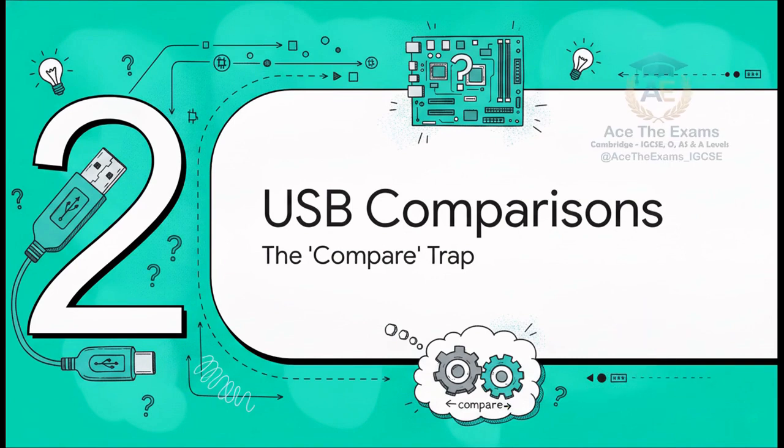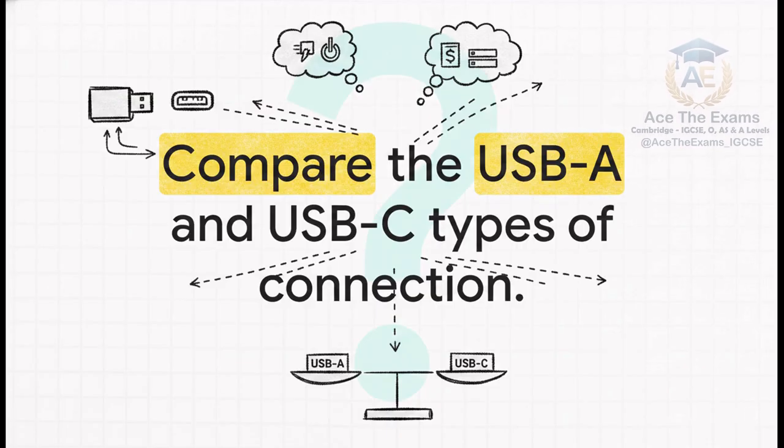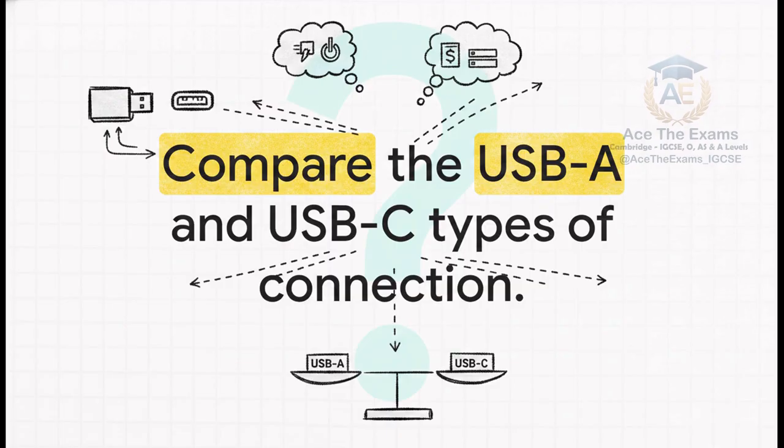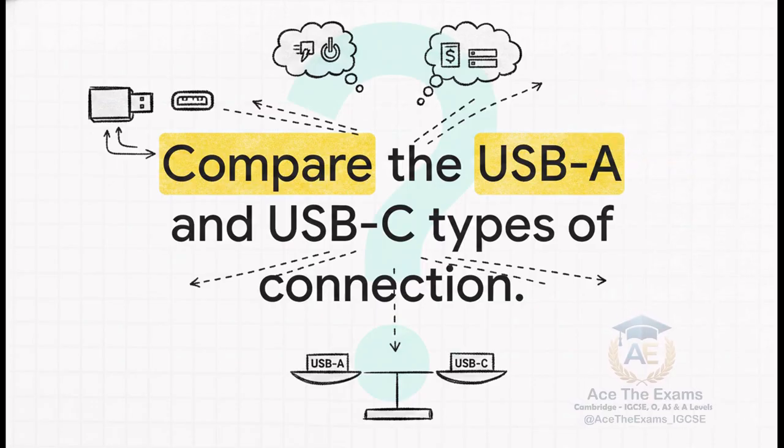Moving right along, Section 2, Decoding USB Comparisons, or what I like to call the compare trap. Okay, let's talk about USB, Universal Serial Bus. This is a form of serial data transmission where data is sent one bit at a time down a single wire. It is literally the global industry standard. But Cambridge examiners love to test if you actually know the specific technical differences between the older USB-A and the newer USB-C standards. In this scenario, you have a strict deadline to extract 4 distinct marks comparing USB-A to USB-C.